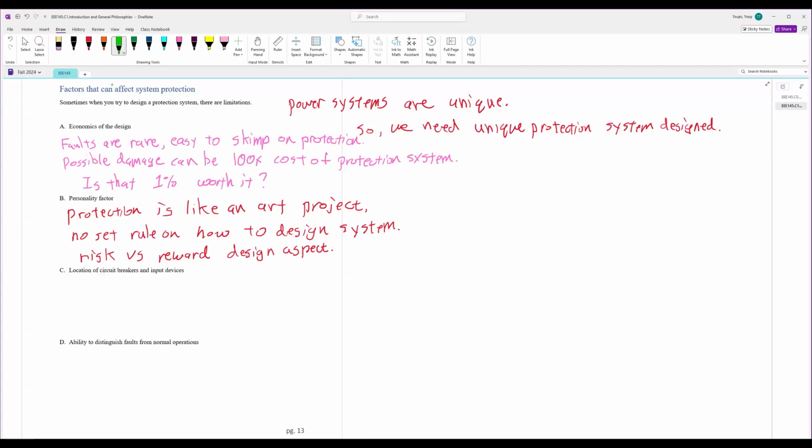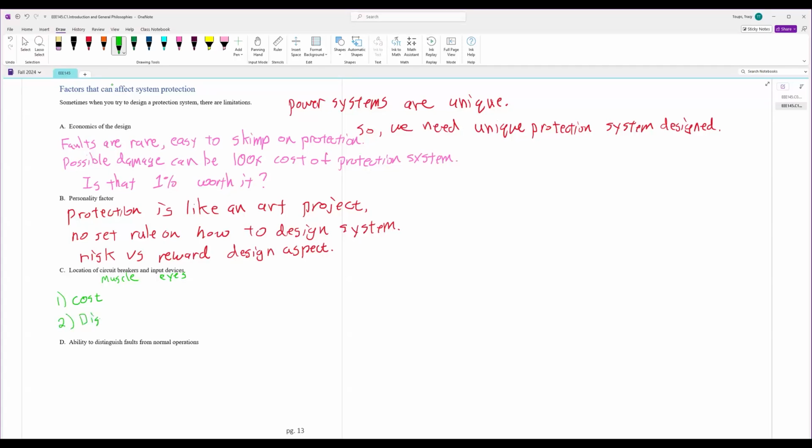Another big factor is location of circuit breakers and input devices. You remember, this is your eyes and this is your muscle. Where you put them in the substation or out in the field can impact the cost, right? Because it's easier to put it in some areas. It's harder in another area if you have to dig a trench, or put in a crane or scaffolding to install it there. Okay, cost is another thing.